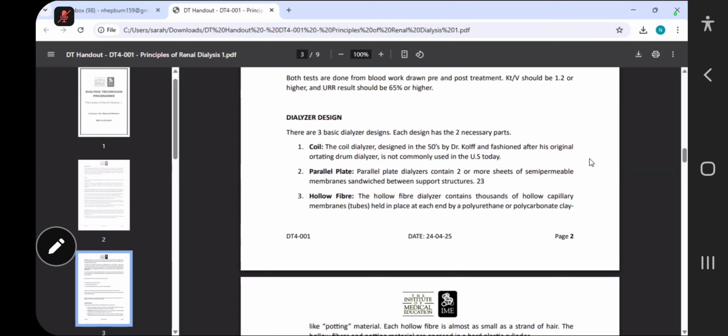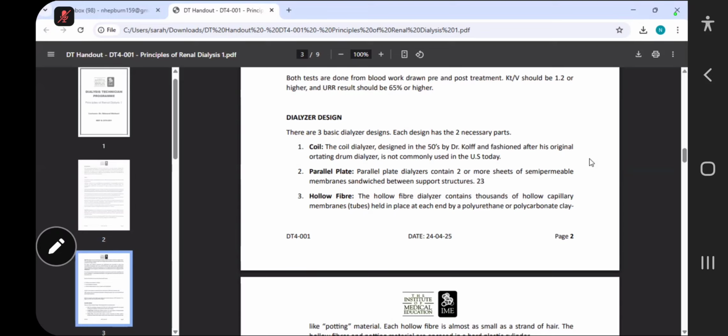and fashioned after his original rotating drum dialyzer is not commonly used in the US today. Number 2, parallel plates. Parallel plates dialyzers contain 2 or more sheets of semi-permeable membranes sandwiched between support structures.